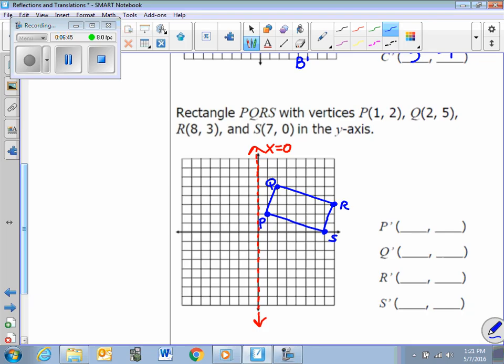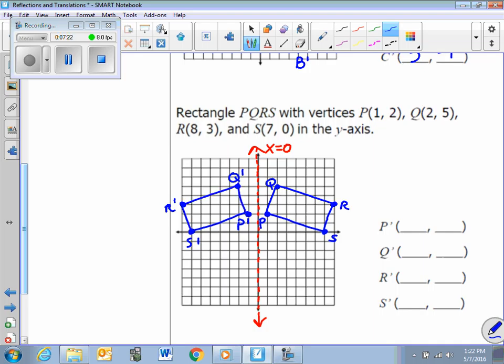So Q is 2 units to the right of the y-axis, Q prime will be 2 to the left. P is 1 unit to the right, so P prime is going to be 1 unit to the left. S is 1, 2, 3, 4, 5, 6, 7, so we have to come 7 this way. And then R is over here at 8, so we have to come all the way over here to -8. So that would be R prime. This is S prime. And let's sketch in that new rectangle that we have there.